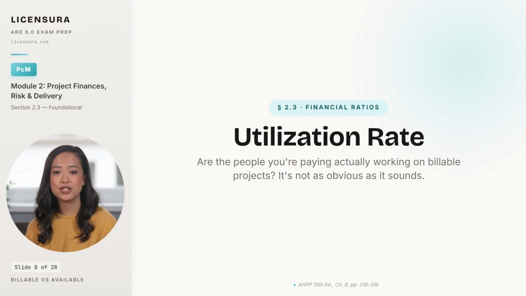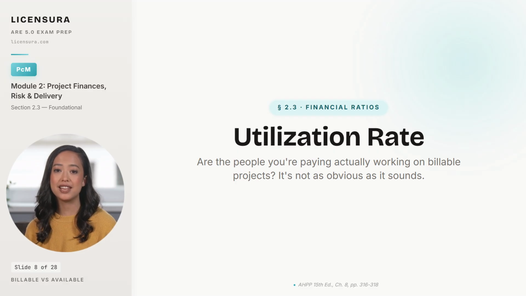Every architect who runs a firm thinks they know the answer to one question. Are the people I'm paying actually working on billable projects? Most of them are wrong. Utilization is the third ratio in the AHPP trio, and it measures the gap between hours worked and hours billed.